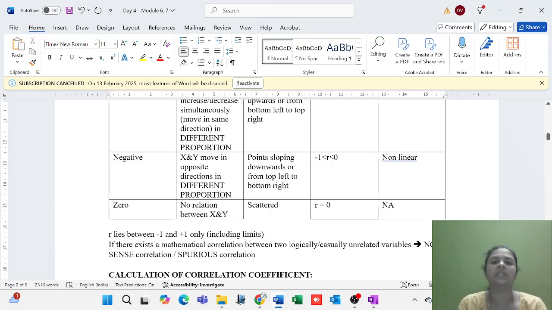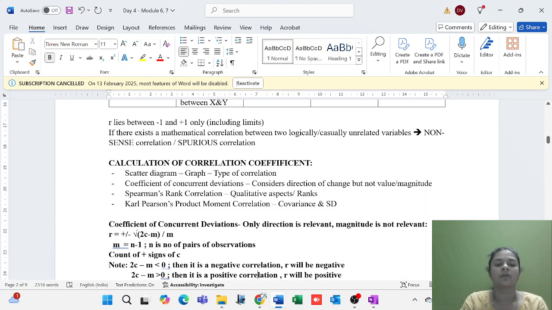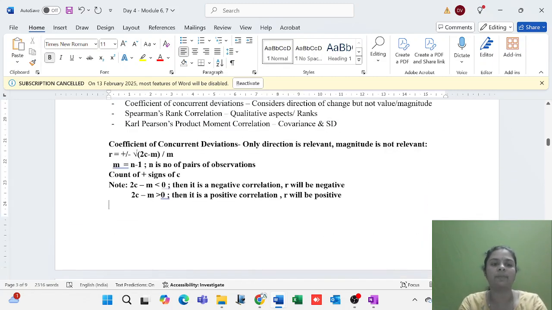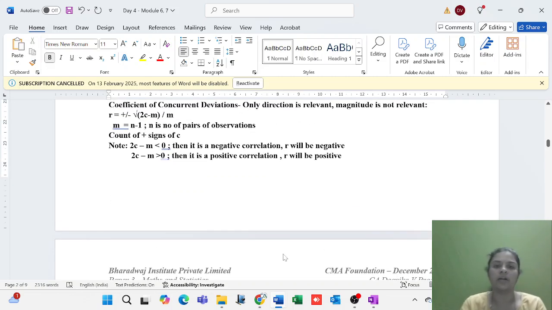Okay, so these are the types of correlation. Now, at your examination level, for calculation of correlation, there are three types: rank correlation, coefficient of concurrent deviations, and Karl Pearson's correlation. Very, very important is this Karl Pearson's correlation. A very frequently tested area is Karl Pearson's correlation and regression. So before we discuss Karl Pearson, let's quickly run through the concurrent deviations formula and rank correlation formula.